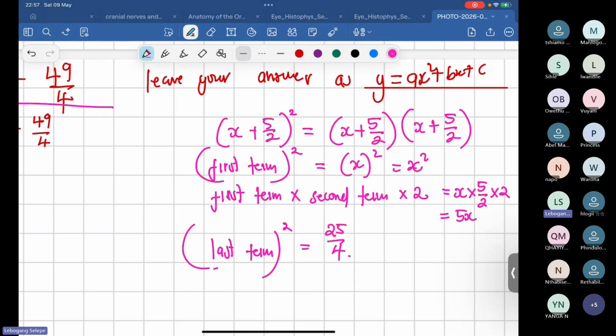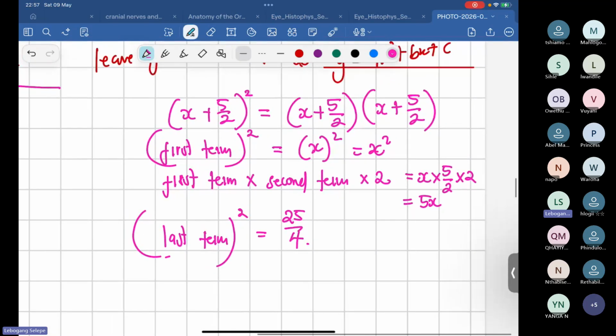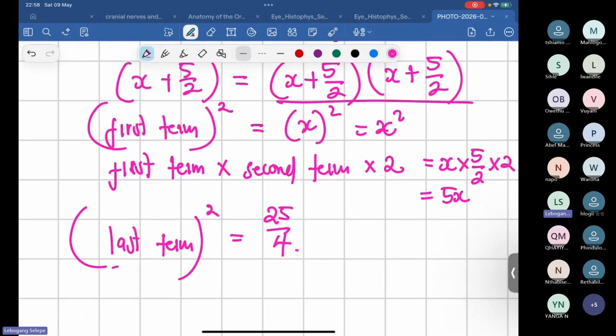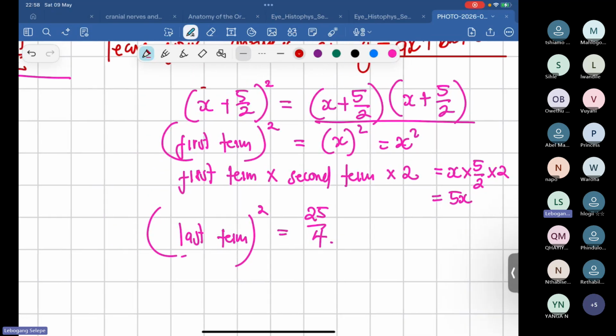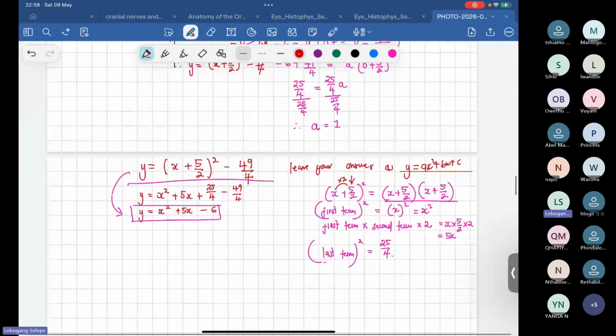over 4. So I do this to go quicker, but if you don't want to go quicker like me, you can also do this expansion of brackets and then work it like that. But generally, the easier way is you take the first term, you square it. Then you take the first and second term, you multiply them, and then multiply it by 2. Then you get the second answer. Then the third answer is taking the last term, which is 5 over 2, and then you are squaring it. That is going to give you 25 over 4.